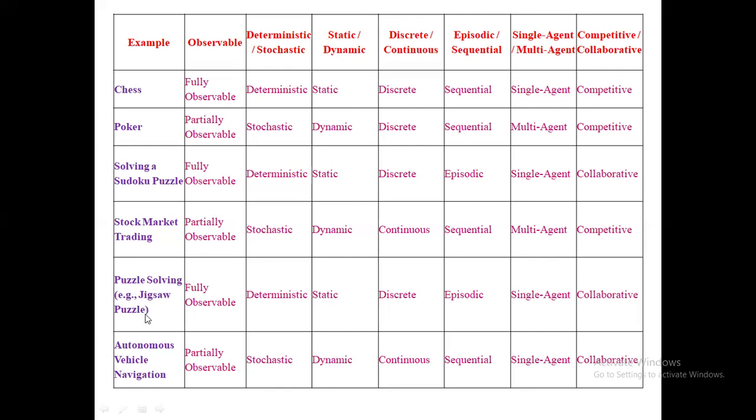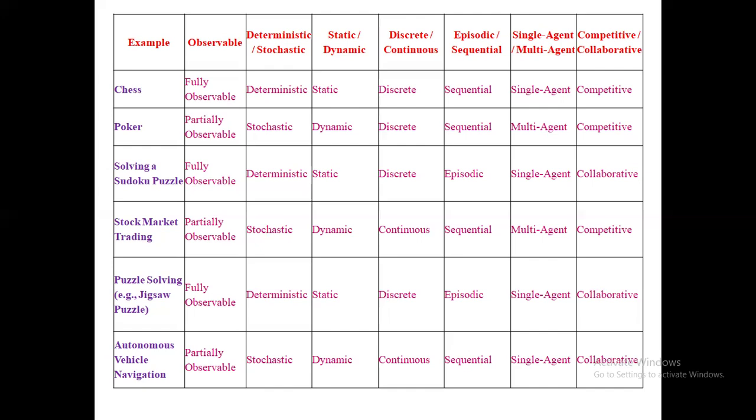Next, puzzle solving, that is jigsaw puzzles. If you are taking jigsaw puzzles as an example, puzzle solving such as completing a jigsaw is fully observable, deterministic, and static. The entire puzzle and its pieces are visible, and the outcomes of placing pieces are predictable. The environment is static as it does not change independently.